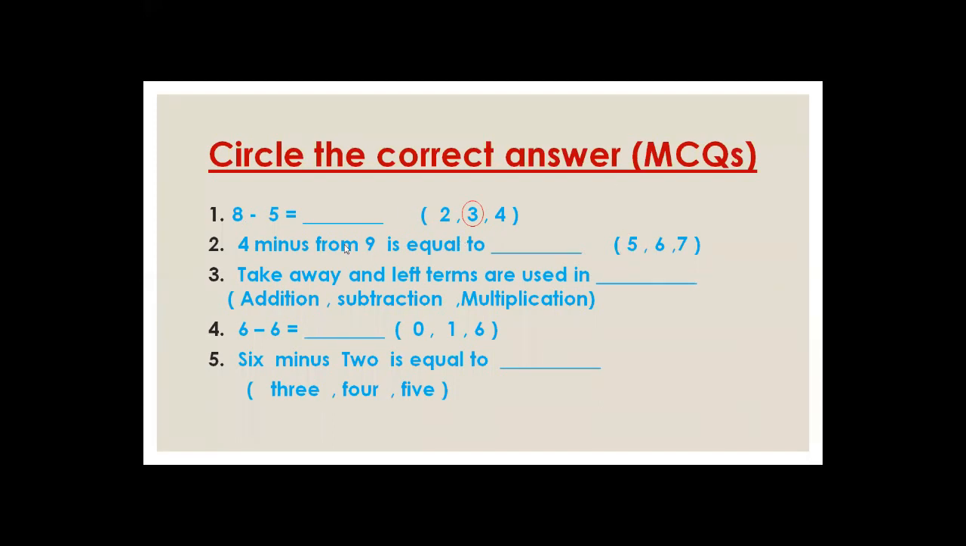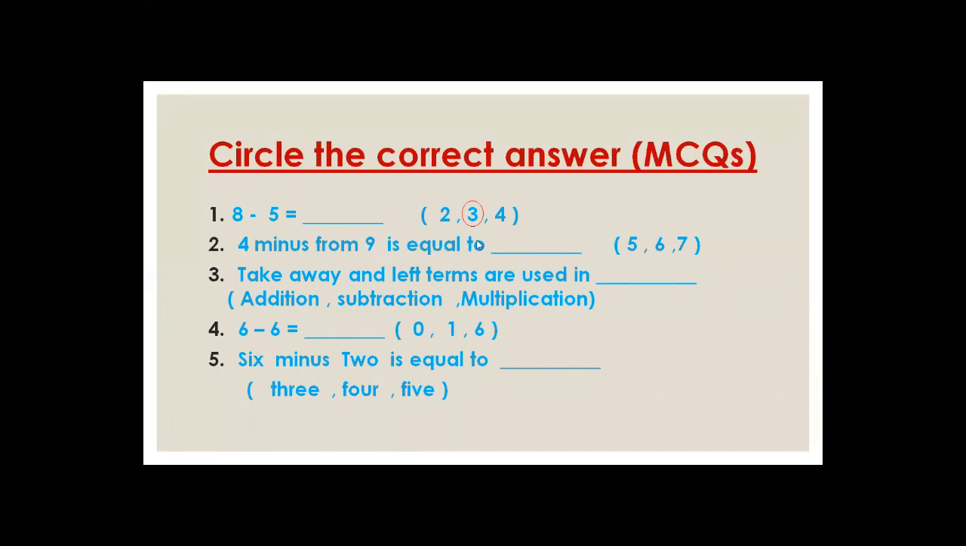Okay. The next one is 4 minus. Here we showed the numbers, but here we write it through a statement, a sentence. 4 minus from 9 is equal to dash. So first we see what it means. The 4 minus from 9. Here we have the number 9, the total number of 9, and 4 minus from 9.